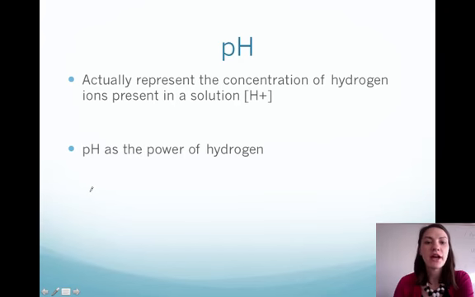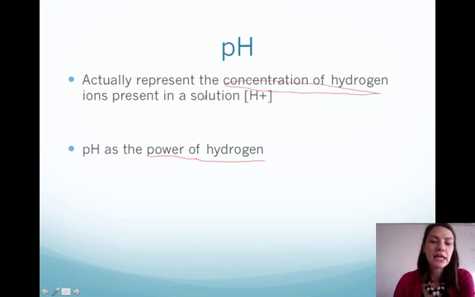All right, so today we're going to be talking about pH. We've talked about the pH scale, but what does that really mean? pH stands for the power of hydrogen. Basically, it is a measure of the concentration of hydrogen ions in a solution.